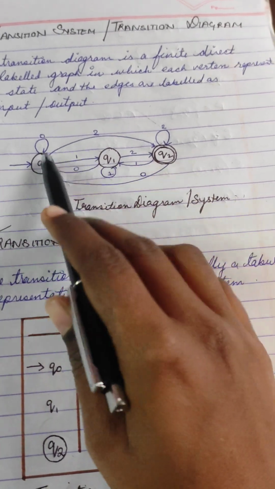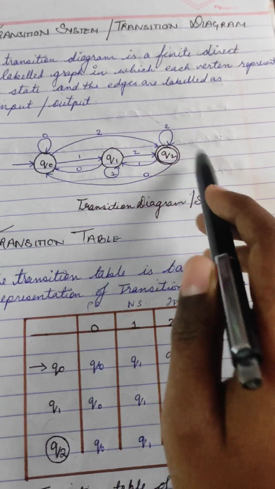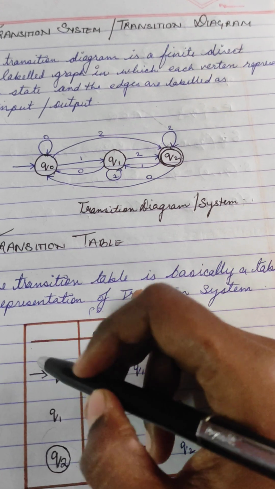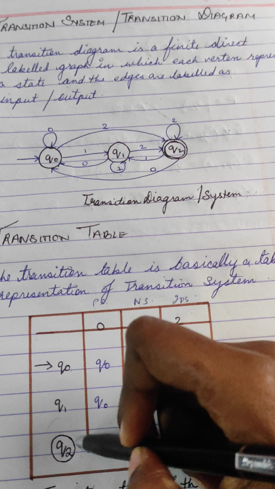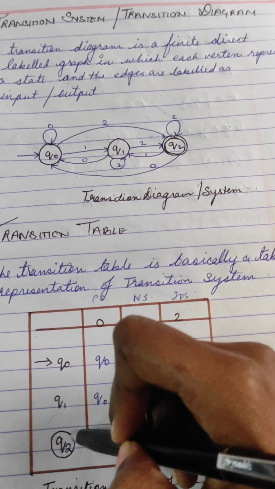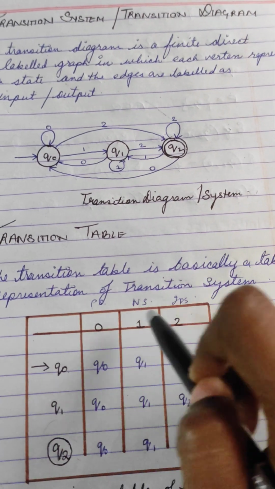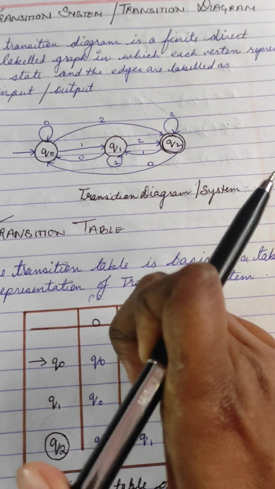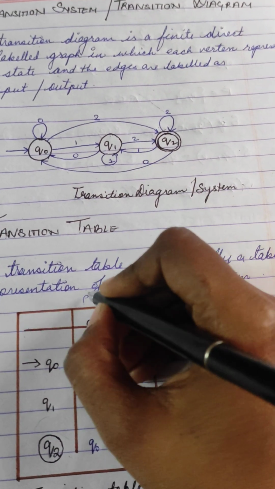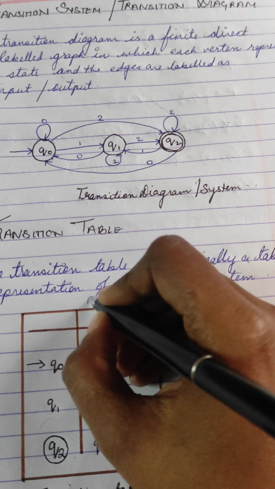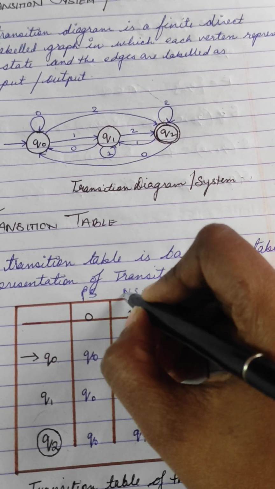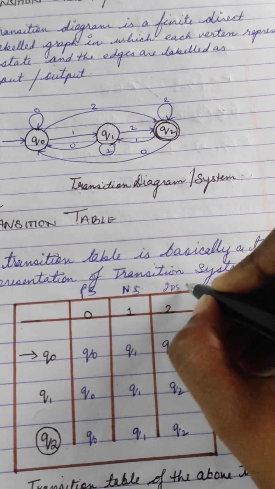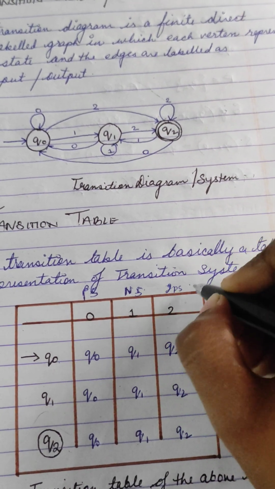These three rows represent the three states or the three floors, right? This arrow represents that Q0 is the initial state, and this circle represents that Q2 is the final state. The 0, 1, 2 are the input alphabets, and this column represents the present state, this represents the next state, and these are the inputs.